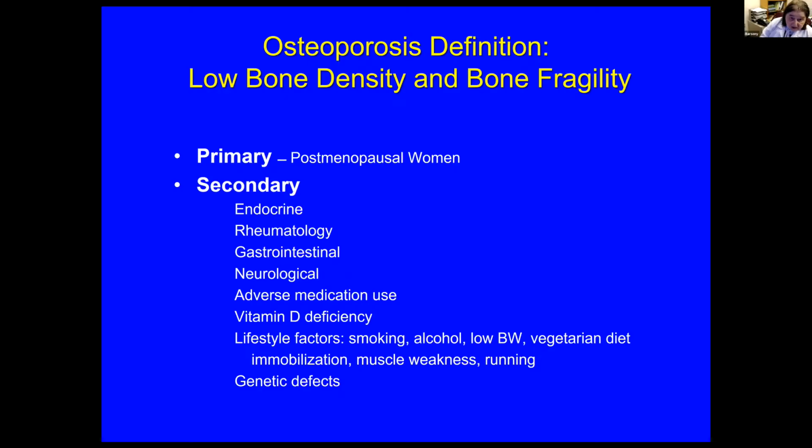And then the majority of patients after this menopausal window come with secondary causes, which are very variable. It could be endocrine disease, rheumatological disease, GI, neurology, medication use like steroids and PPI and antidepressant. Many people come with profound vitamin D deficiency due to malabsorption or just lifestyle. And other than staying indoors, lifestyle factors can include smoking, alcohol, vegetarian diet, that's my main enemy, immobilization, muscle weakness, and surprisingly, some exercises as running can predispose to osteoporosis. And then there are the genetic defects, not very infrequently.